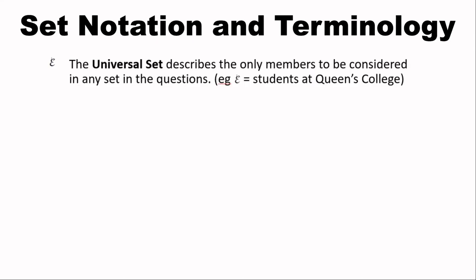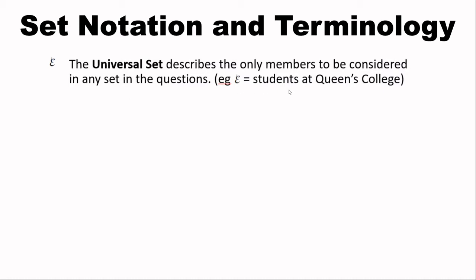Let's get into it. There's quite a bit more to set theory than just drawing Venn diagrams, so let's get into the notation, and you're going to want to take notes because there's quite a bit to remember. First of all, this first symbol here represents the universal set. The universal set describes the only members to be considered in any given question.